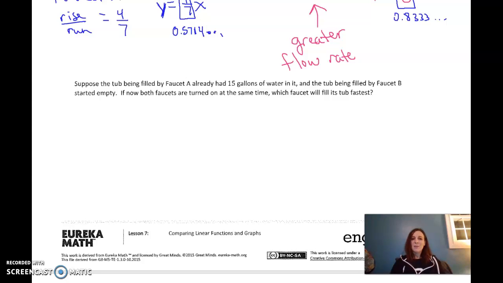Now suppose the tub being filled by faucet A already had 15 gallons of water in it. What we want to know is which tub is going to fill the fastest. But let's compare all three. What if we had faucet A with no water, faucet B with no water, and then faucet A with 15 gallons of water in it? Okay, so here is faucet A.